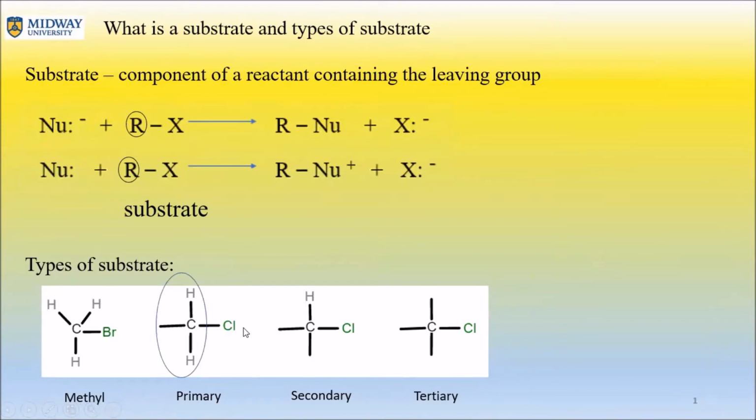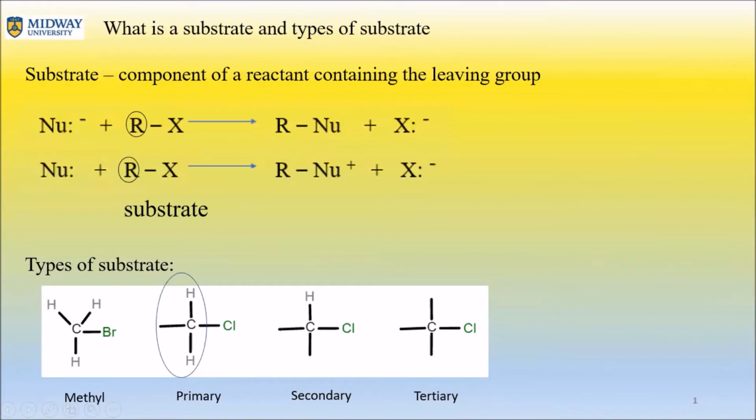Now the carbon containing the leaving group, I've just given different leaving groups just to point out a variety, but it's not the leaving group that's so important here, but it is the carbon containing the leaving group. If it contains 2 hydrogens, then that's a primary. If the carbon containing the leaving group has only 1 hydrogen, that's a secondary substrate. And if the carbon containing the leaving group has 0 hydrogens, that's called a tertiary.